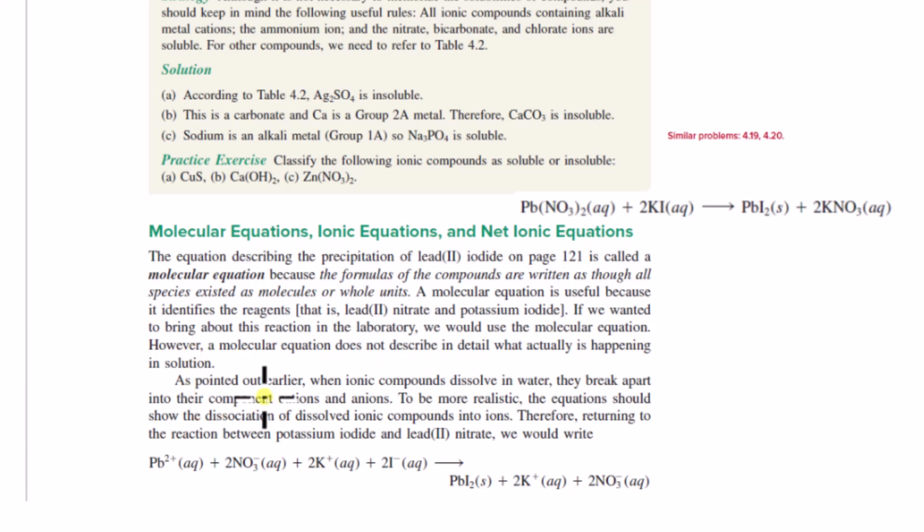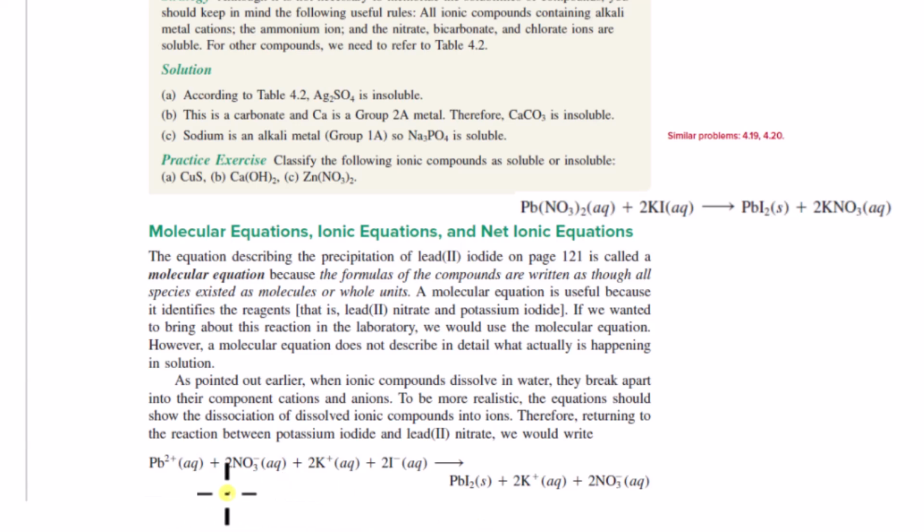Okay, so as pointed out earlier, when ionic compounds dissolve in water, they break apart into their component cations and anions. To be more realistic, the equations should show the dissociation of dissolved ionic compounds into ions. Therefore, returning to the reaction between potassium iodide and lead-2 nitrate, we would write, okay, so all they've done here is they've indicated, look, it's not PbNO3 units dissolved in the solution. It's Pb2 plus aqueous and NO3 minus aqueous and K plus aqueous, I minus aqueous, K plus aqueous, NO3 minus aqueous. But then this is not broken up, so they leave it solid.